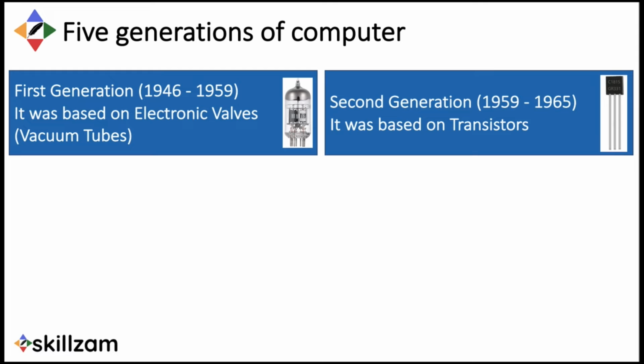The second generation of computers, from 1959 to 1965. This generation was based on transistors. The replacement of vacuum tubes by transistors saw the advent of the second generation of computers. They were hugely superior to vacuum tubes, making computers smaller, faster, cheaper, and less heavy on electrical use. They still relied on punched cards for input and printouts.